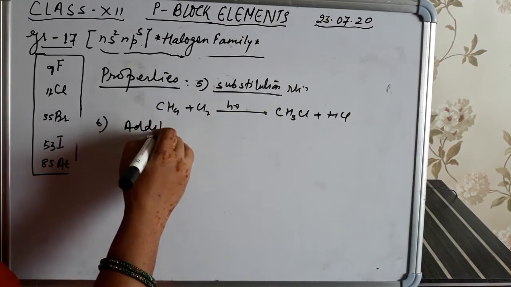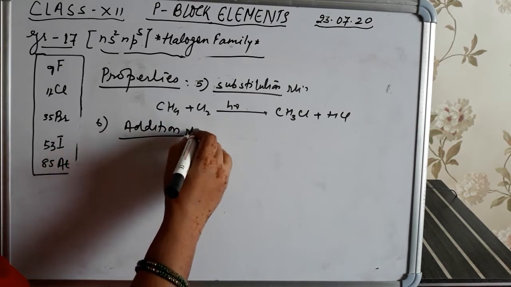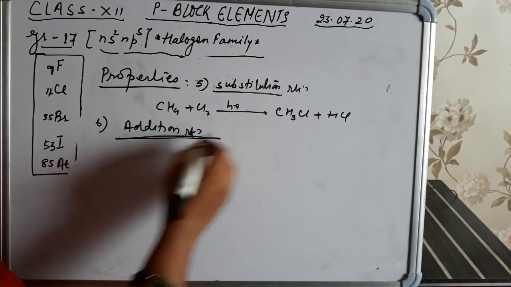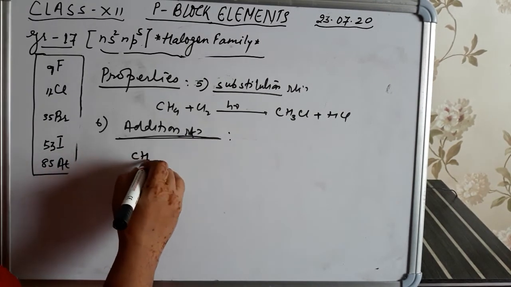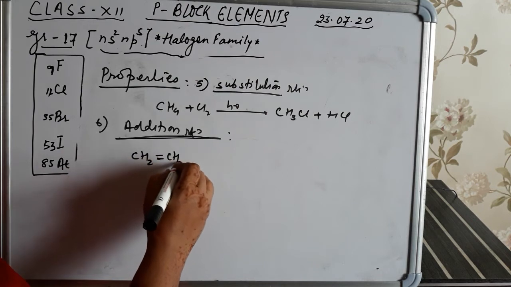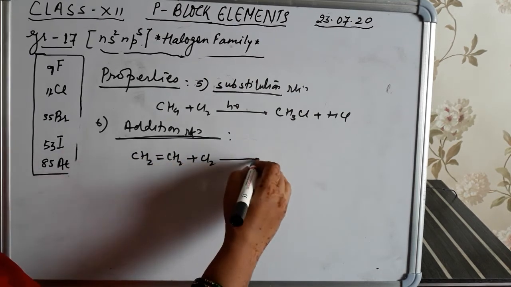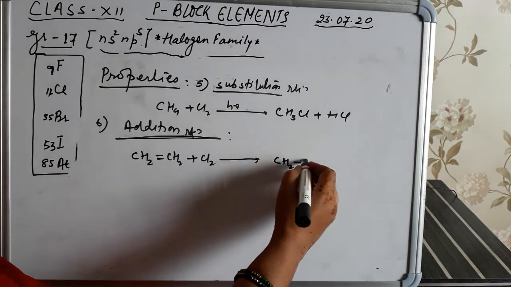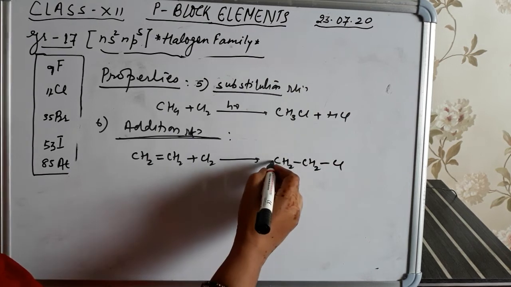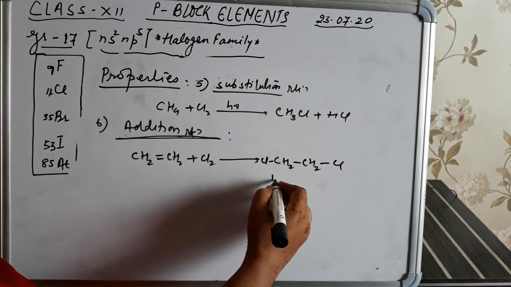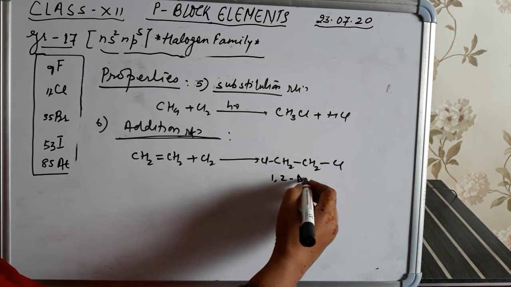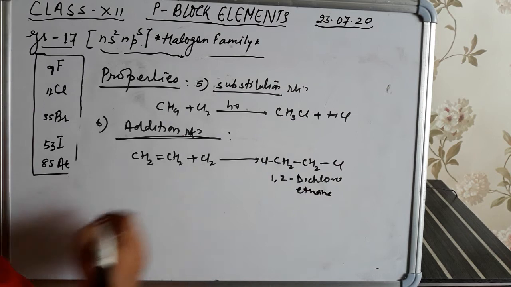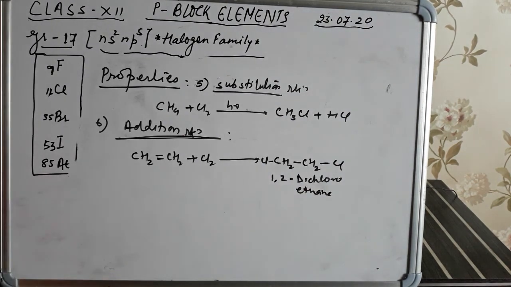Addition reaction. Chlorine reacts with a number of unsaturated compounds. Chlorine with ethene will form CH2Cl-CH2Cl, one Cl here and one Cl here, so it is called 1,2-dichloroethane. So this is the best example for the addition reaction.